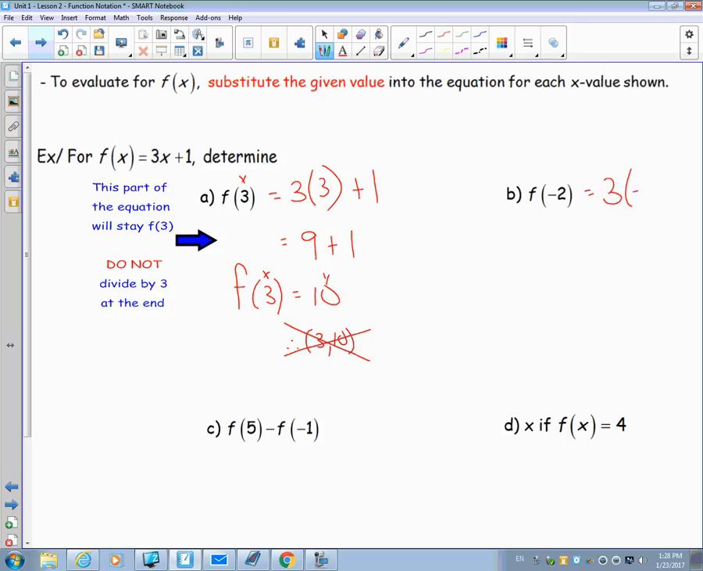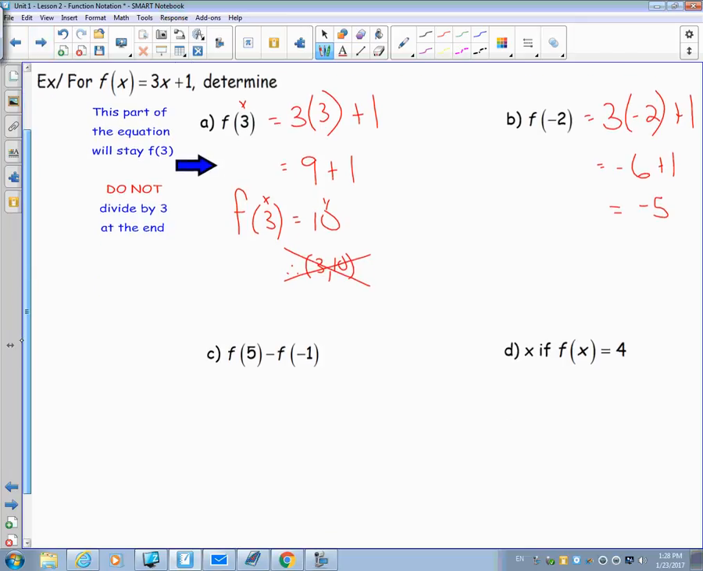We get 3 times negative 2 plus 1. I replace the x with negative 2. Do our math, and there's our function value. So when x is negative 2, y is negative 5. Okay, we want to be able to combine things, so let's give one of those a try.